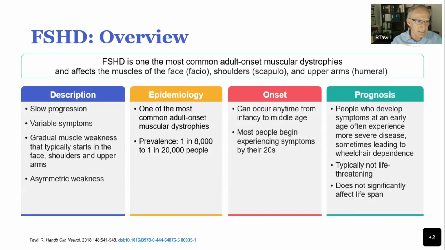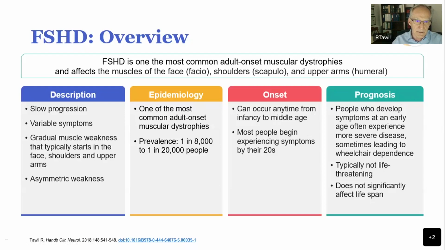So it's a slowly progressive disease with variable symptoms, gradual muscle weakness that typically starts in the face, shoulders, and upper arms, and very asymmetric weakness. But again, a progression of weakness in those particular muscles is not that common if you look at all of the patients with FSHD. Again, it's one of the most common adult onset muscular dystrophies with a prevalence of 1 in 8,000 to 1 in 20,000, depending on what studies were done. But I think the consensus is that it is closer to 1 in 8,000, in a study that was done in the Netherlands.